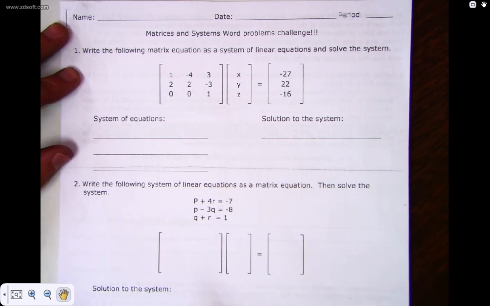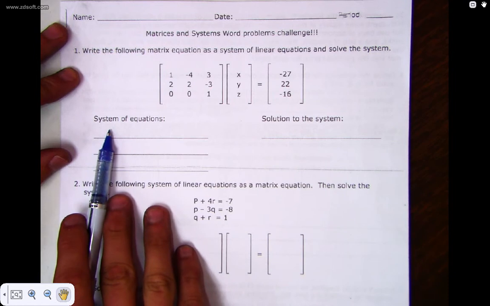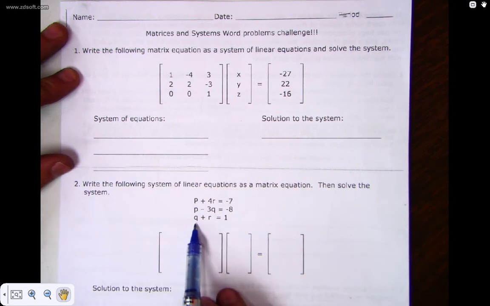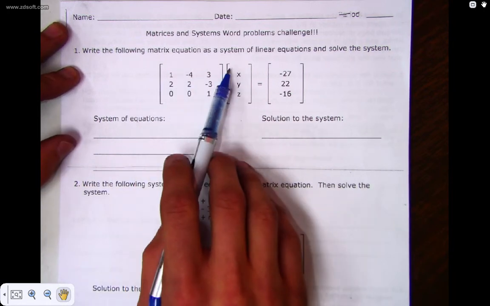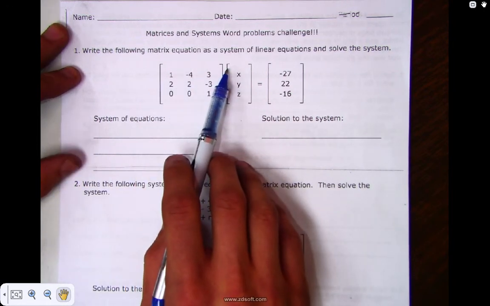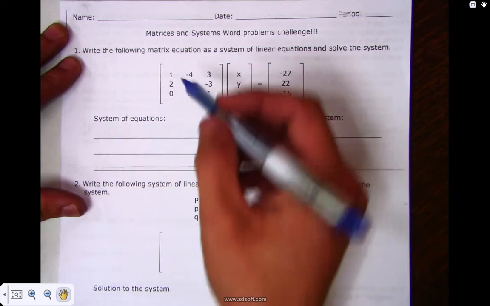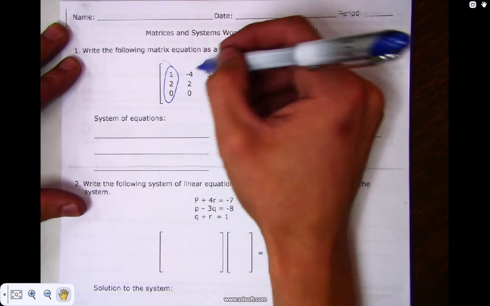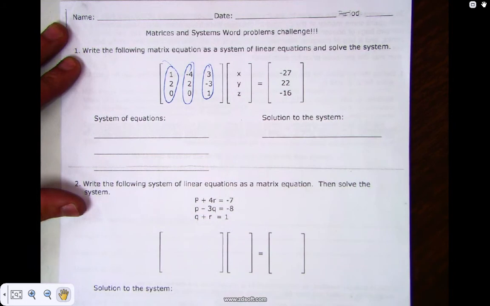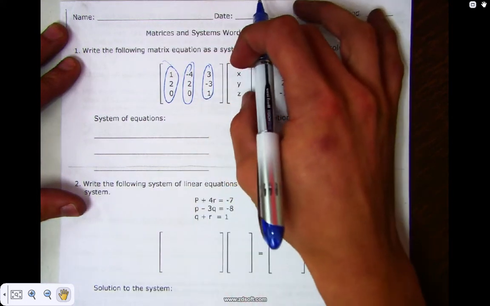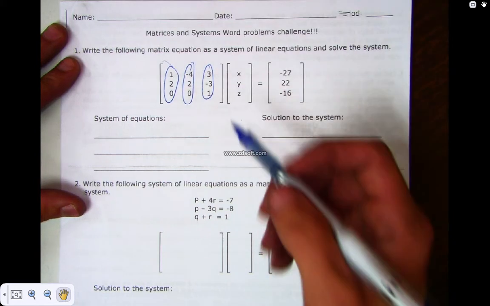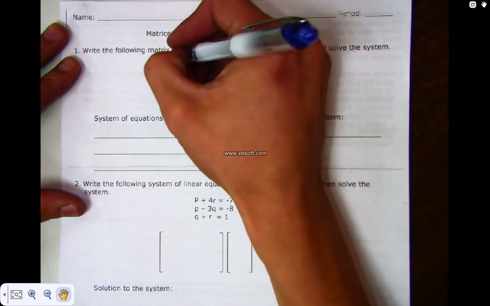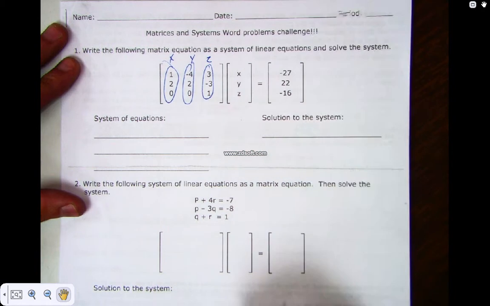I wanted you to be familiar with when we ask for a system of equations, we're looking for something like this, okay? So when it says write the following matrix equations as a system of linear equations and solve the system, we're looking to make these into equations. So look, here's all my x's, here's all my y's, here's all my z's. Because this is going to come up and multiply like that. Okay, so x's, y's, z's, just like that. Here's what they equal.